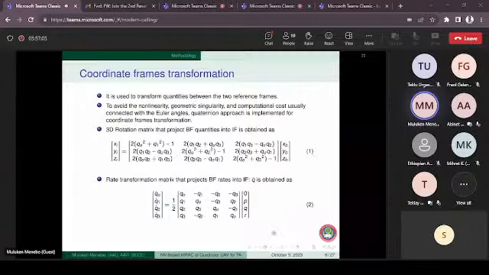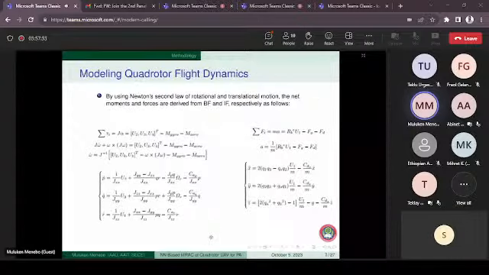To avoid the singularity and computational cost that come with the Euler angle approach, we use the quaternion approach for coordinate transformation. So this is a rotation matrix which is used to project position quantities from the body frame into the inertial frame. This is a rate transformation matrix that is used to project body frame rates to inertial frame rates. So, by using this coordinate transformation, we apply Newton's law to derive the quadrotor dynamic model.